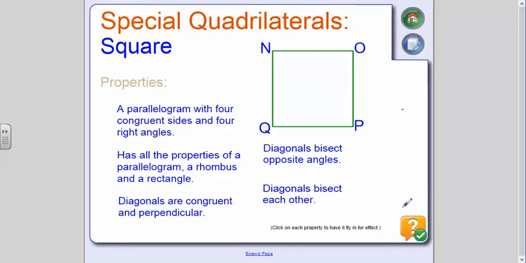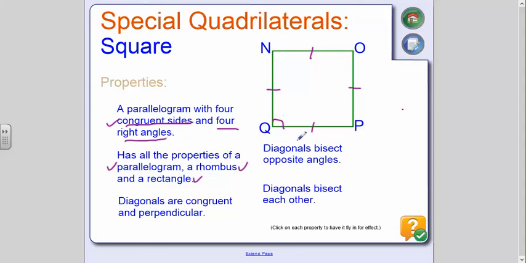So the next quadrilateral is a square. So we're still dealing with the parallelogram, but it has four congruent sides now, so that's kind of similar to the rhombus. It has all the properties of a parallelogram, a rhombus, and a rectangle. So for the square, you're going to want to look back at those properties that you've written in each one of these, and all of those need to be carried over onto the square. And then you're going to want to add that the sides are congruent, and for the angles, they're all right angles, or all 90 degrees.